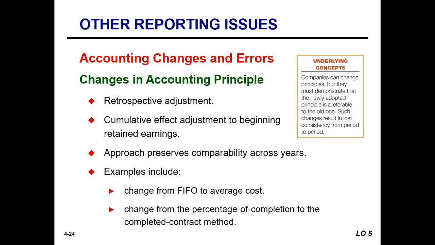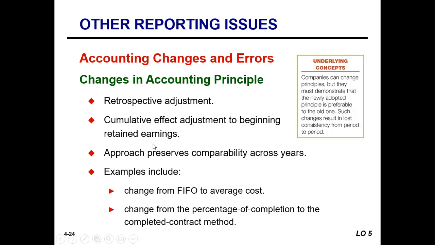That might require a retrospective adjustment, where we have to go back and adjust the last couple years. If we have a change in accounting principle as it relates to inventory, like the example given here, if we change from FIFO to average cost, or if we change from the percentage of completion method to the completed contract method, those could require a retrospective adjustment, which means we need to go back and adjust the past couple years. And that has the potential to have a cumulative effect adjustment to retained earnings. We'll see an example of that.